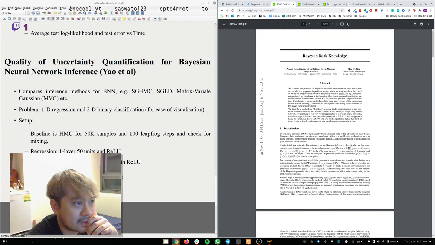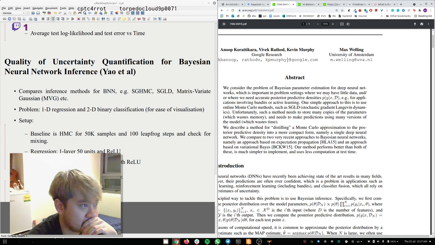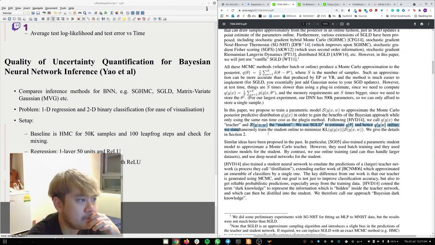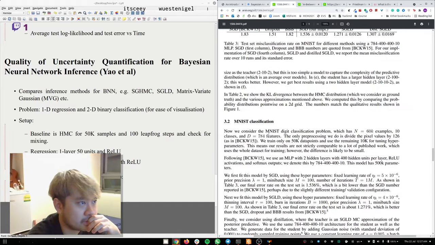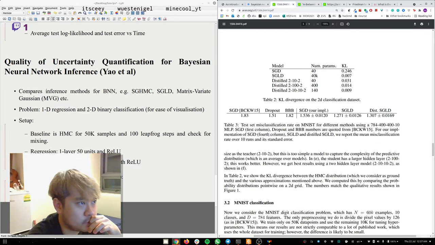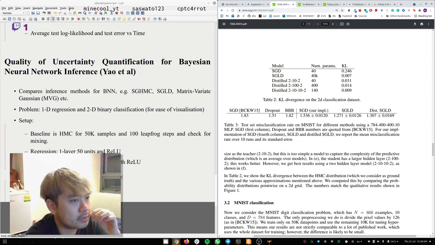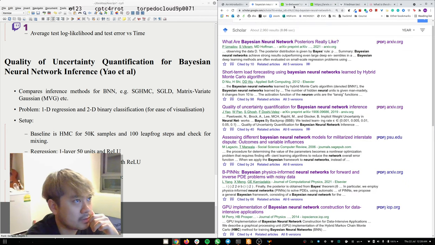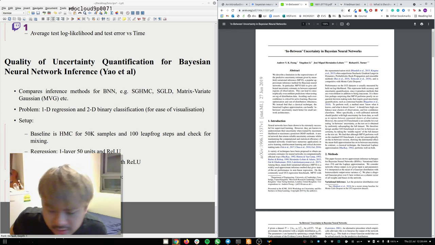Okay, this paper is highly cited, so... It's not super relevant. Yeah, this is talking about distilling MCMC and then probably talking about how far it is for the approximation. Misclassification rate, yeah. I think we're almost done actually, but I don't have too much useful information. Or maybe I'm not looking at the right places.